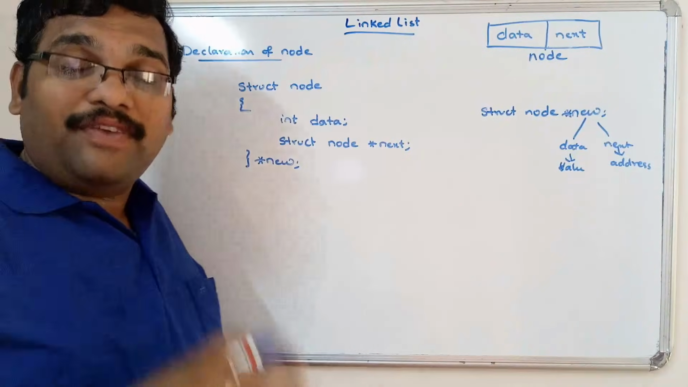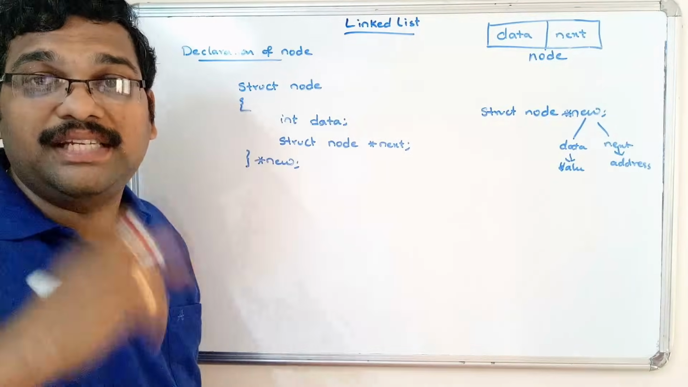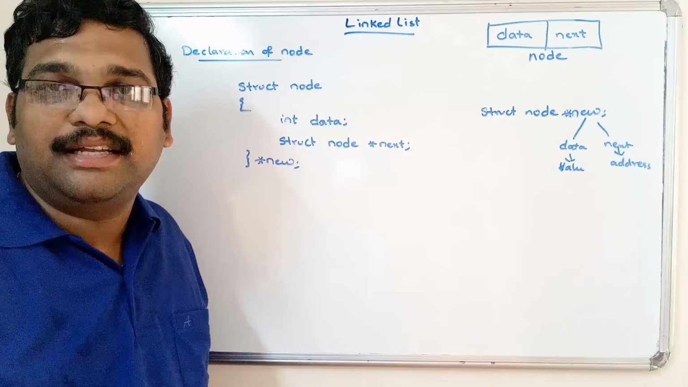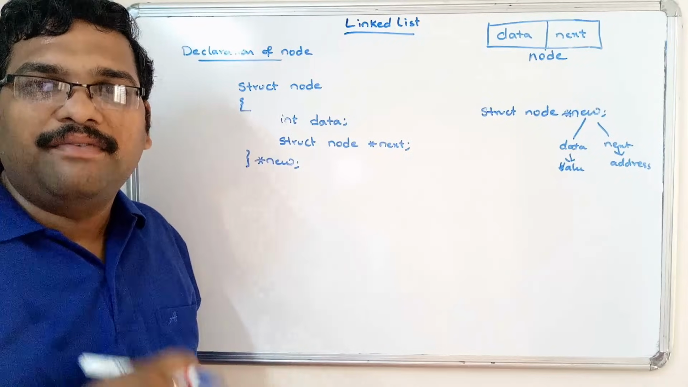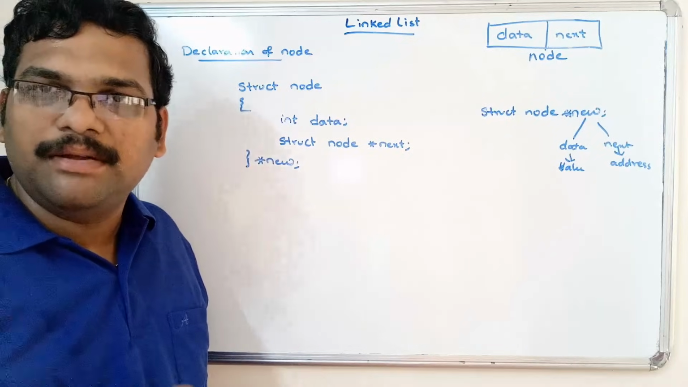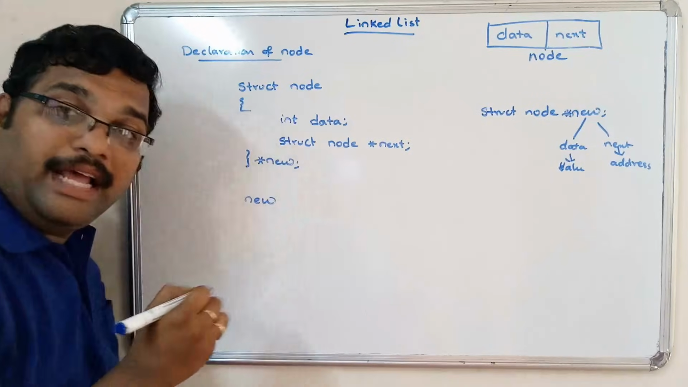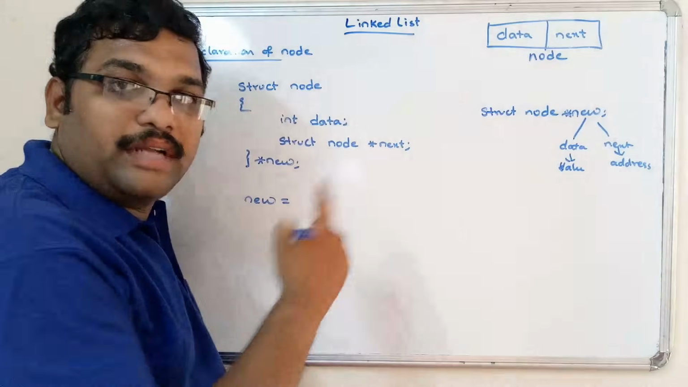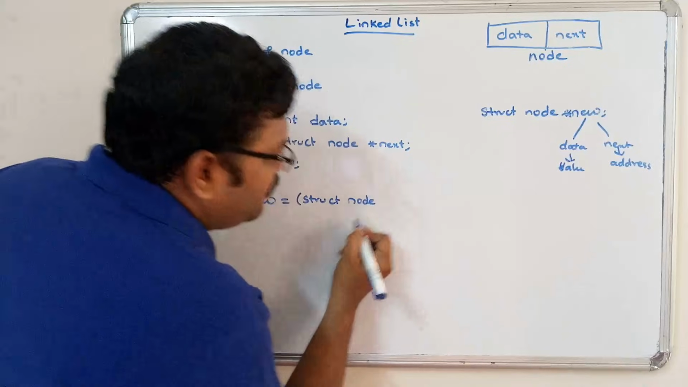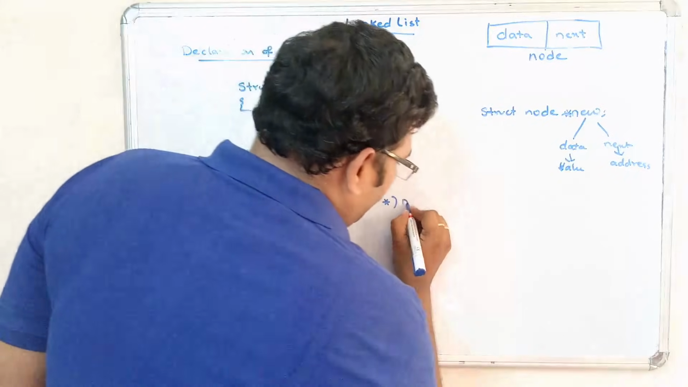Next, after creating a structure, we have to allocate the memory. We have seen that the main drawback for arrays is memory allocation, that is static memory allocation. Here for every node we can have dynamic memory allocation by using the malloc function, right? Next we have to allocate the memory dynamically. New, typecast, for which we are allocating the memory. Struct node star pointer variable. This is malloc.